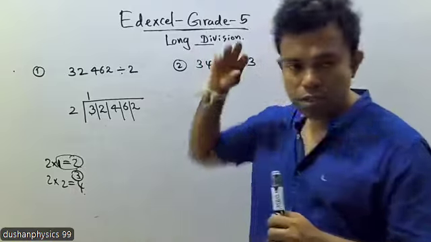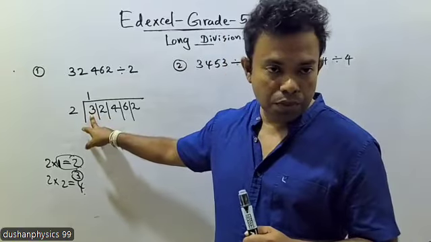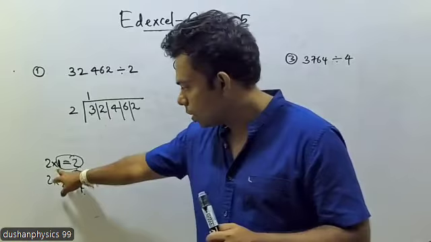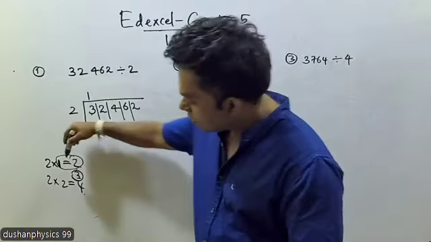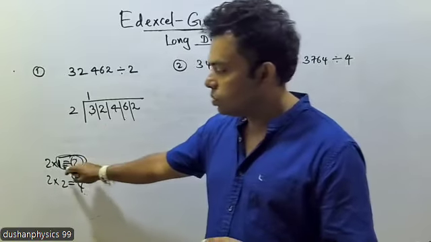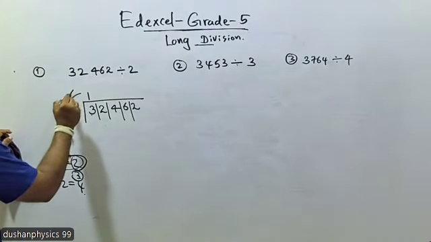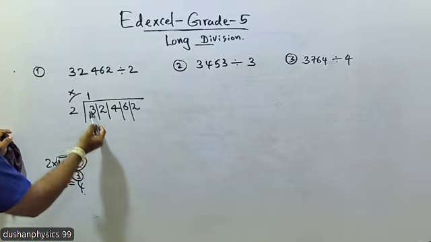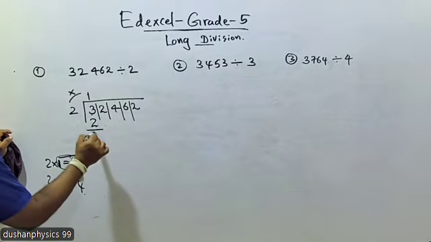Therefore, what is the first step? If there are no 2's for 3, check that 3 is in between 2 and 4. You know 2 times 1 is 2, 2 times 2 is 4. 3 is in between. Always take the lower value. The lower number is 2. How many 2's are there? 1. Therefore, I write 1 here. Then what is the next step? You have to multiply: 2 into 1, 2. Then you always subtract 2 from 3. 3 minus 2 is 1.